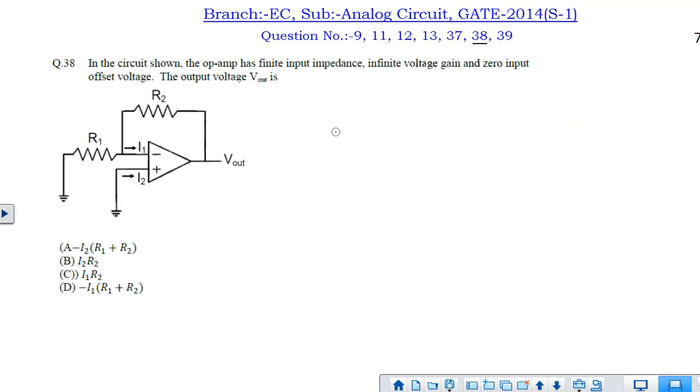In this question, an op-amp circuit is given and it is given that it has finite input impedance, infinite voltage gain, 0 input offset voltage. What will be the output voltage that we have to find out? So if we see, it is given that the gain is infinite, so V0 by VID, that is the input difference voltage, is equal to infinity. That is, the gain is given to be infinity.